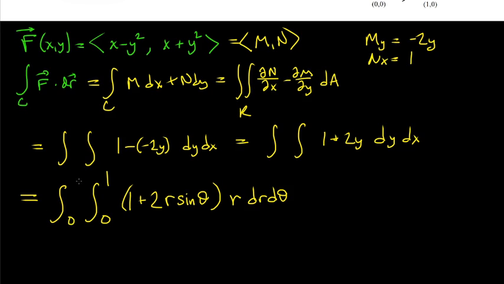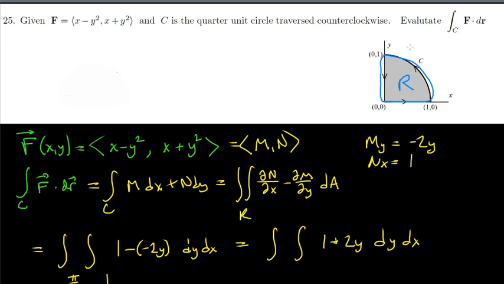0 to pi over 2. That's 1/4 of the circle, right? Yep, we're not going all the way around, so it's not 0 to 2 pi. We're not even going halfway around, so it's not 0 to pi. We're going 1/4. So 1/4 of 2 pi is pi over 2.